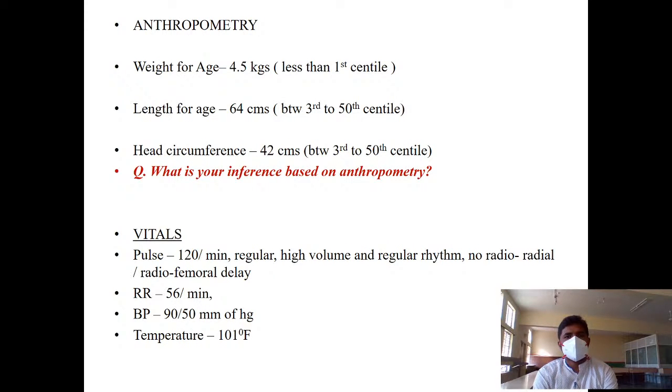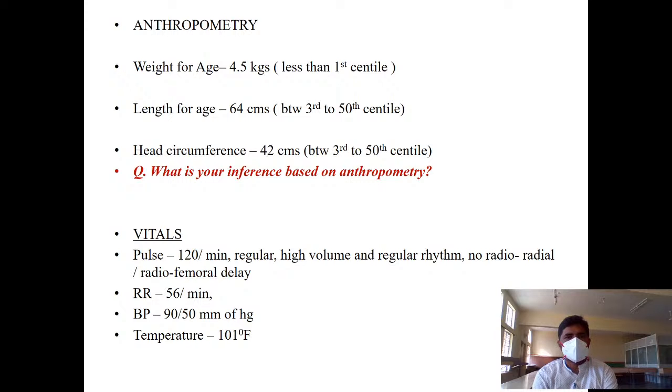Based on the malnutrition, you need to grade the child. Take the weight of the child divided by the expected weight for that age, into 100. If it is more than 80%, it is normal. 70 to 80 is grade 1, 60 to 70 is grade 2, 50 to 60 is grade 3, and below 50 is grade 4 protein energy malnutrition. That is how you need to figure it out, grading the child in terms of protein energy malnutrition.